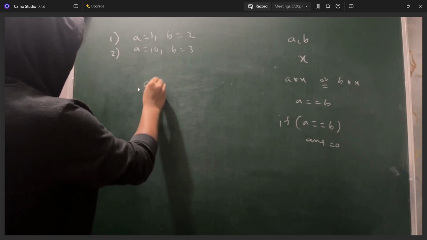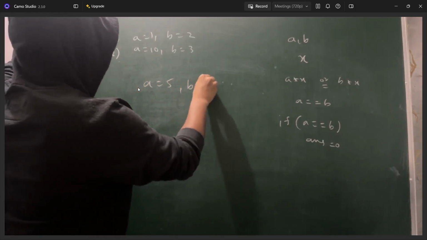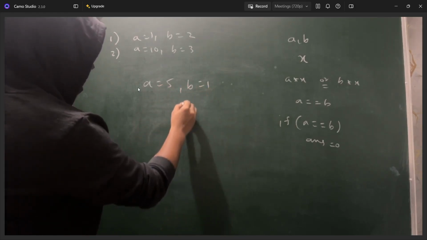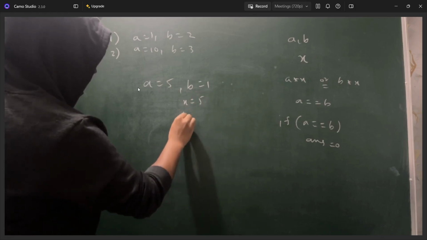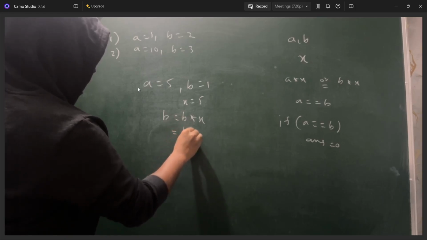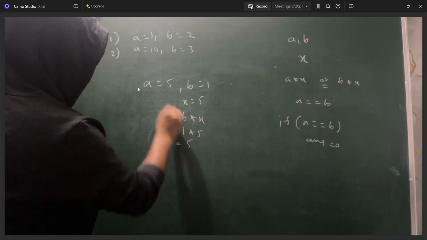So let's say we have a as 5 and b as 1. So in this case also, since b is 1, in order to make a equal to b, what do you do? Take x as 5, now multiply b into x, b as b into x. So b is 1, x is 5, so this will give 5. So now both a and b are equal.